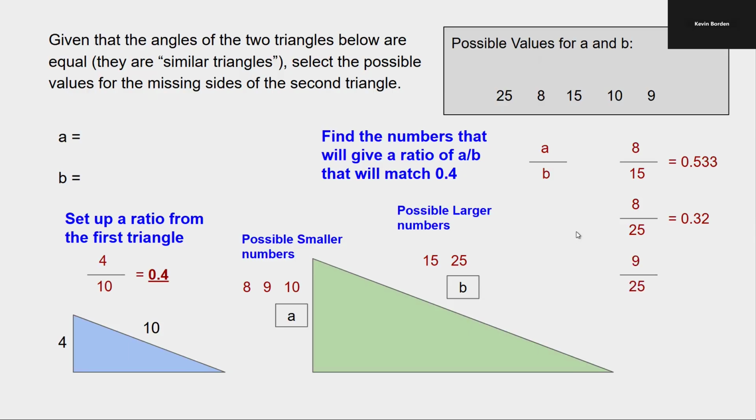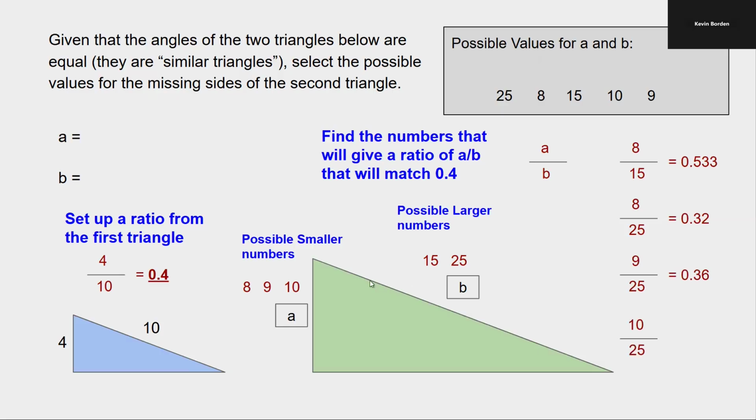First number was a little high, this one's a little low, but neither of them match 0.4, so we continue on. I now select 9 from the first list, 25 from the second list. I divide and I get 0.36. You should be able to use your calculator on a problem like this. So I still have not matched 0.4.